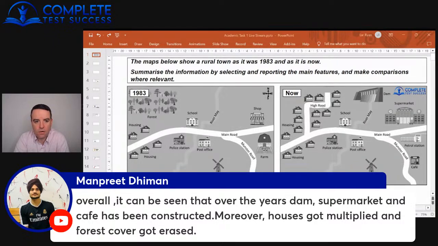This, again, unfortunately, Manpreet, is not suitable because you're mentioning the specific changes. So an overview should be a general description of the changes. If you're mentioning specific things, it's not an overview. Automatically, you're getting a band 5 for task achievement, a band 5 or lower. It could be lower, but definitely not higher than 5. So that is not an overview. That is not what we want in an overview.